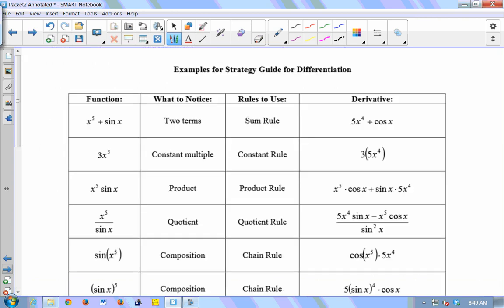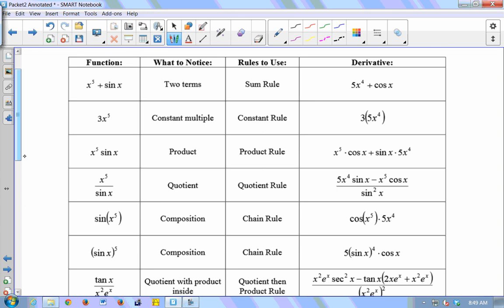All right, so here's some examples for a little strategy guide. So these are things to notice, things you want to take the derivative of. In this first example, I would notice, oh, that's two things I know how to take the derivative of added together. So I can just take the derivative of each one separately. 3x to the fifth, this is a constant multiple rule, right? So I can just ignore the 3, take the derivative of x to the fifth, and then multiply by the 3 after, right? And so I would get 15x to the fourth.